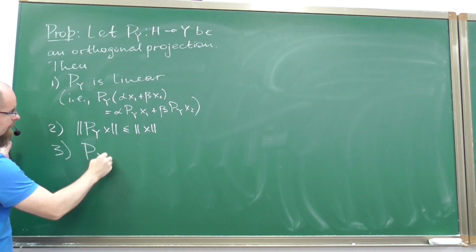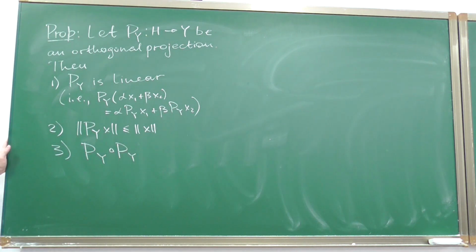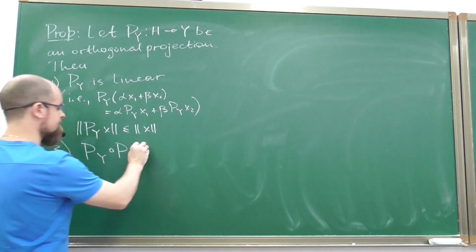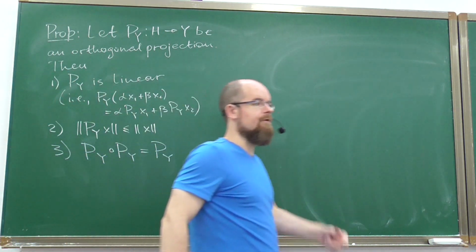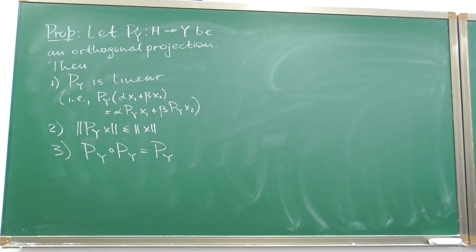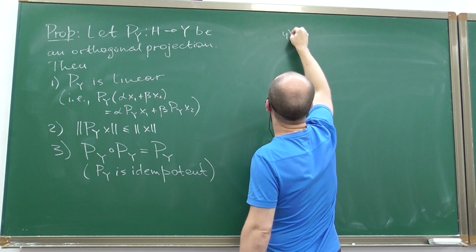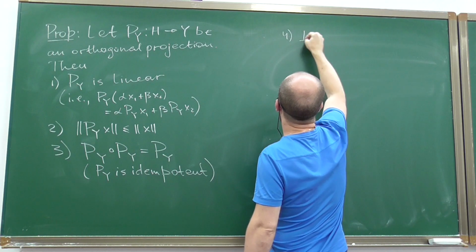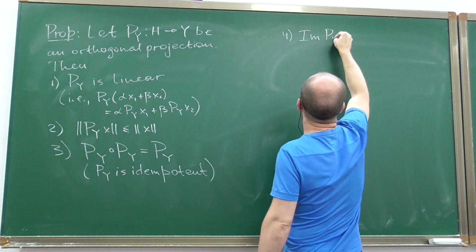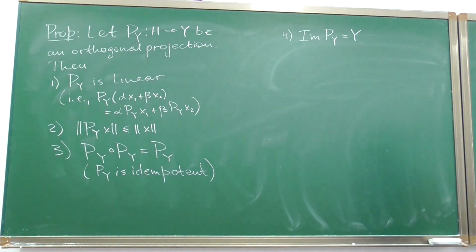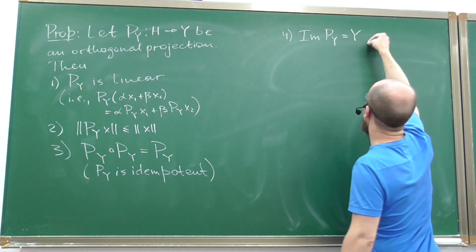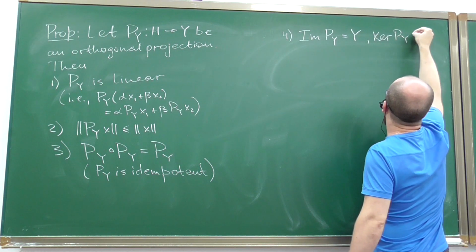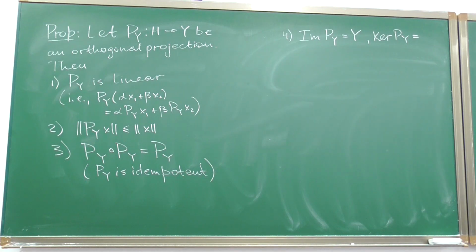What happens if we apply this projection twice? So we make a composition. Well, P squared, but what is it? It's just P itself. Yep. So this property of a mapping is called idempotency. One more property is that the image of Py is, of course, y. And what is the kernel? It should be an element such that P of x is 0, so an element in the complement.